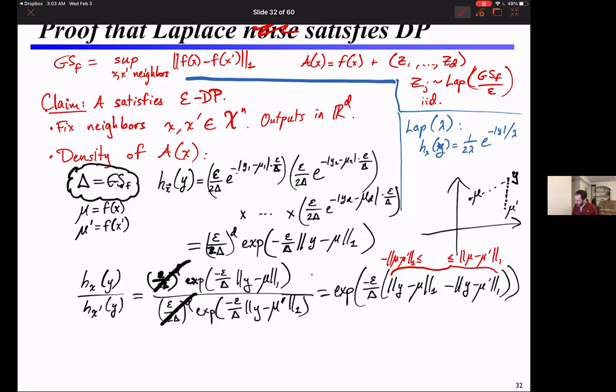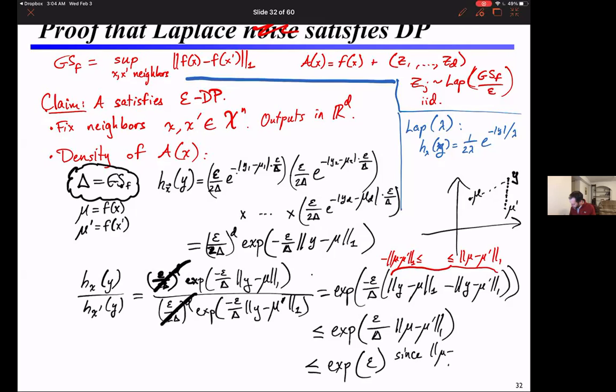Okay, so it just basically can't be too big. If mu and mu prime are close together, then the difference of the distances from mu to y and from mu prime to y just can't get very big. And so what we get is that this whole expression is always bounded above by e to the epsilon over delta times the length of mu minus mu prime, which by assumption is at most delta, because it's at most the global sensitivity. So this is at most e to the epsilon, since mu minus mu prime is less than or equal to the global sensitivity, which is the same thing as delta.